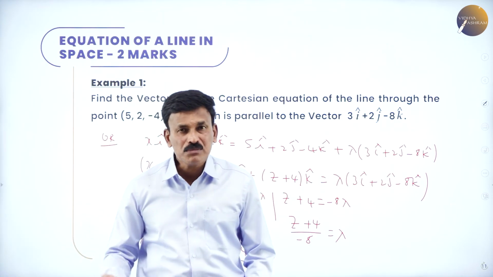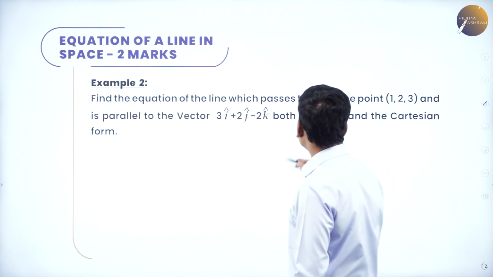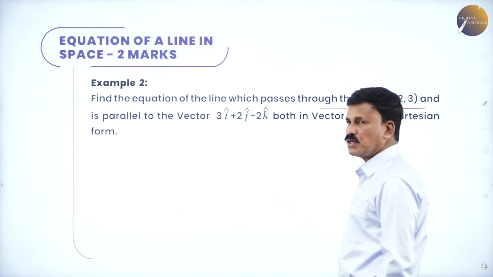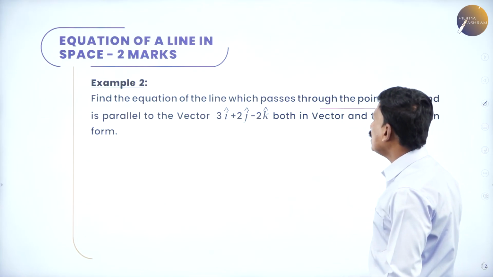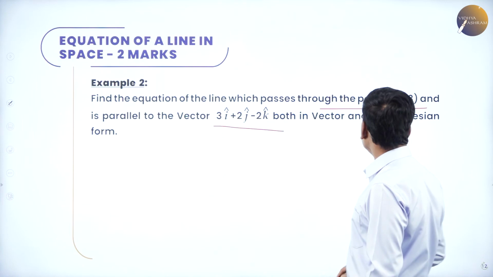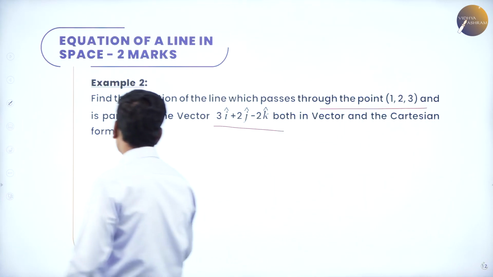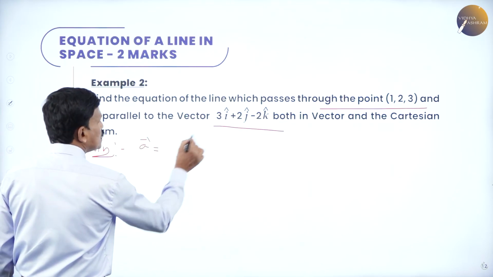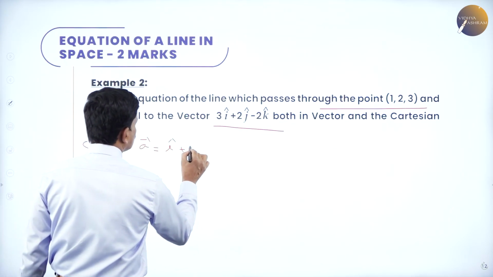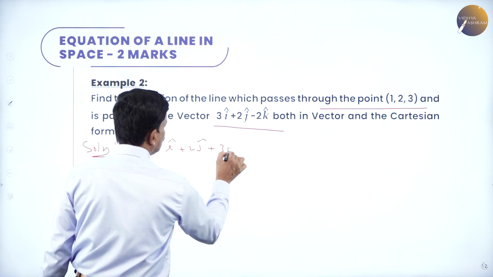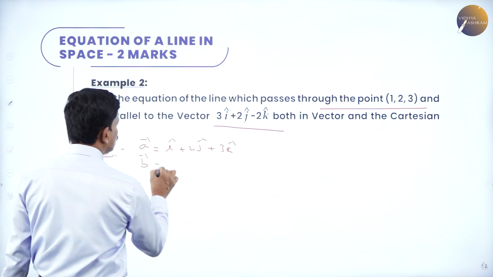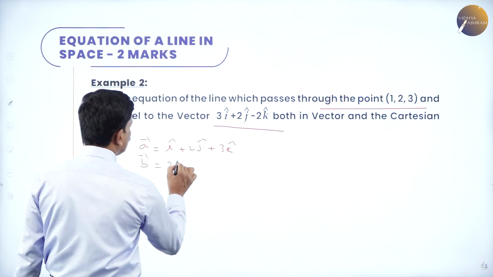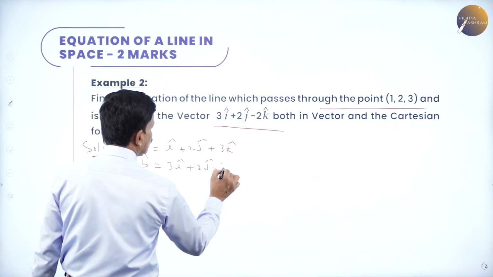Now let us come to the similar problem. Find the equation of the line which passes through the point (1, 2, 3) and is parallel to the vector. This is vector b and this is vector a. That's it. Now let us come to the solution. What is given? Vector a = i + 2j + 3k, and vector b = 3i + 2j − 2k.